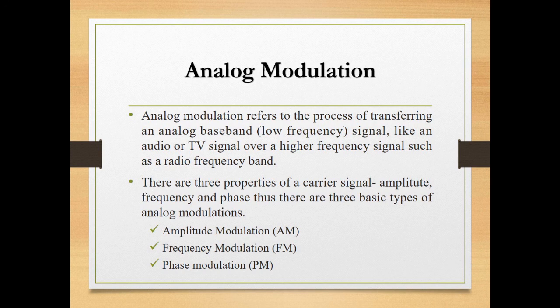So now we know what is analog modulation, and there are three properties of a carrier signal: amplitude, frequency and phase. Thus there are three basic types of analog modulations. They are amplitude modulation, frequency modulation and phase modulation.